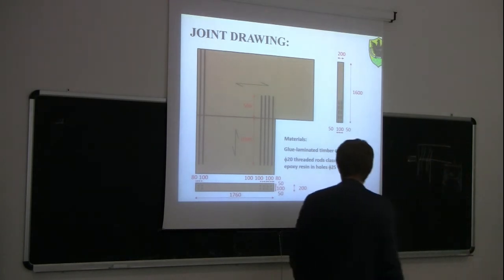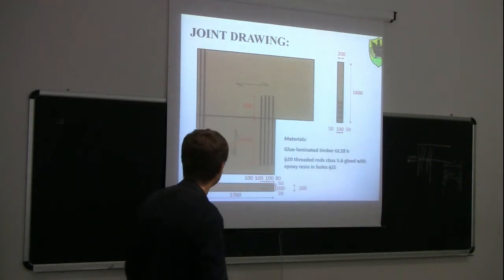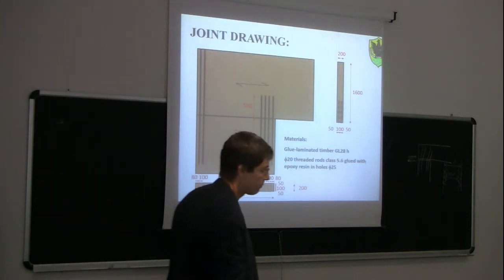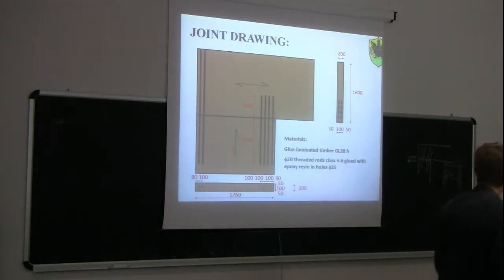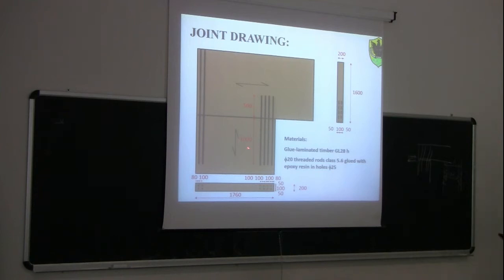So this is the final design of our joint. So we need to do, of course, a drawing where we need to put all the dimensions of our materials, all the properties. So glue laminated timber GL28H, 520 threaded rod class 5.6, glued with epoxy resin in holes 525 mm, cross section, indication of the grain, and all the sides. As I said before, this is 1.6 meter.